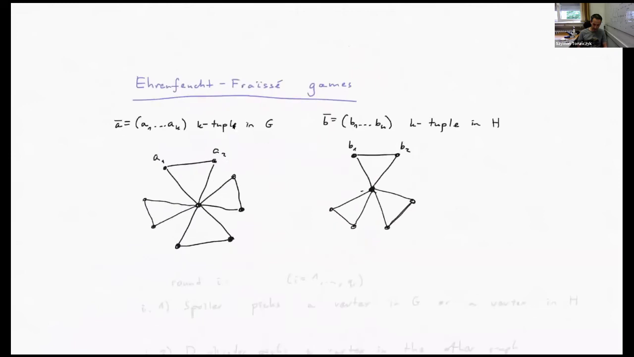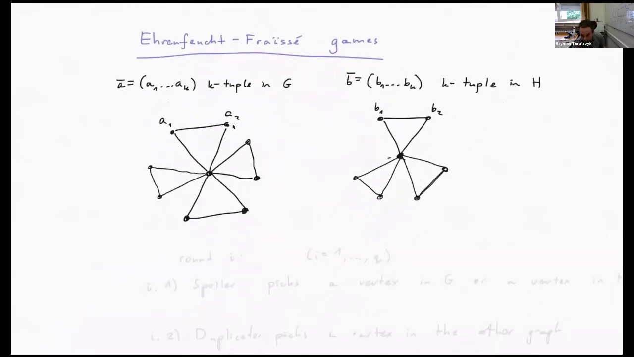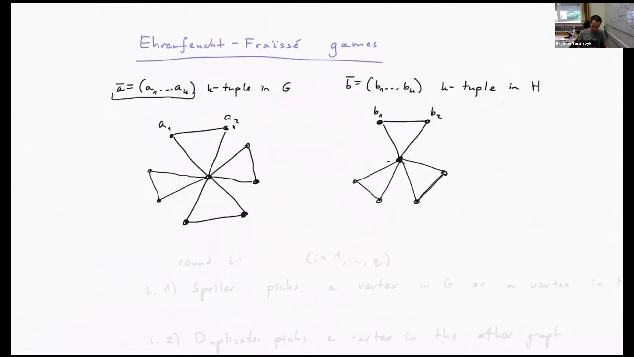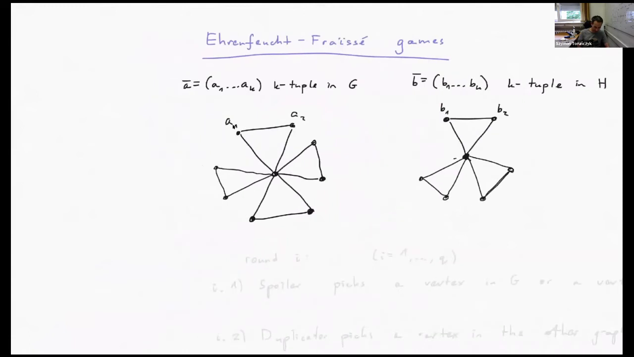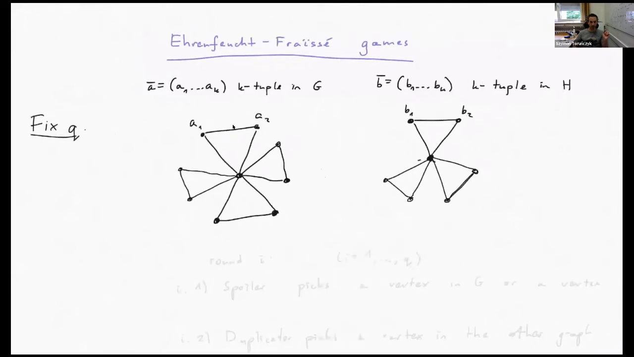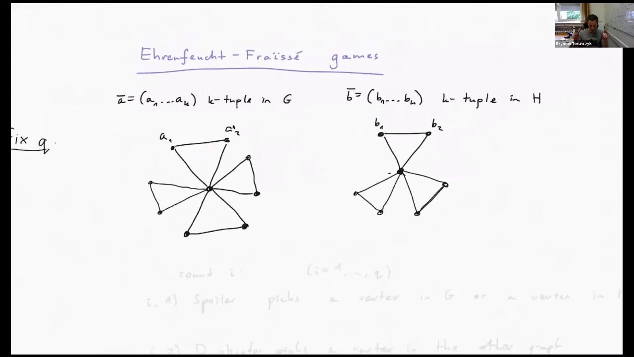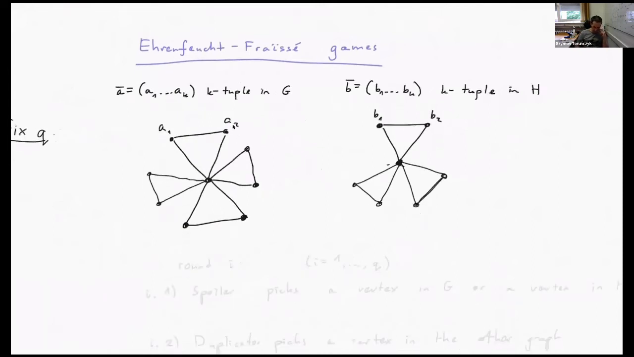So the key tool for understanding types is called Ehrenfeucht-Fraïssé games. And you probably know this. If I want to figure out whether two tuples A and B have the same type of given quantifier rank Q, so fix Q, I want to know whether those two tuples have the same type, meaning whether they satisfy exactly the same formulas of quantifier rank Q. And you can do this by playing a game.